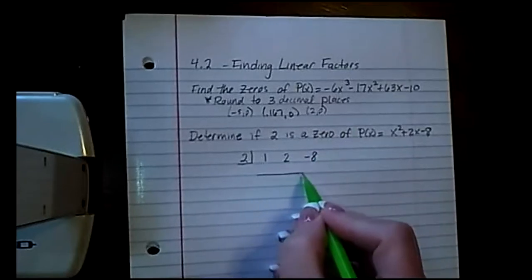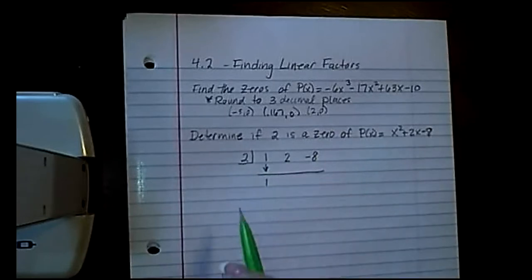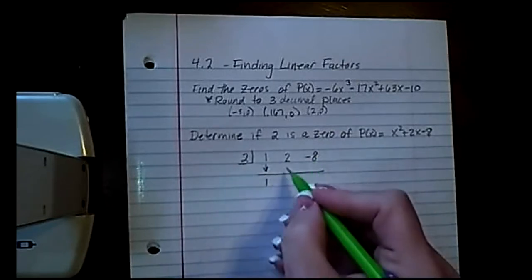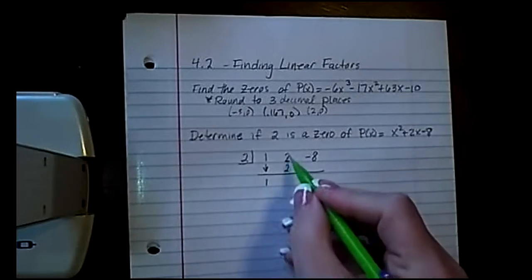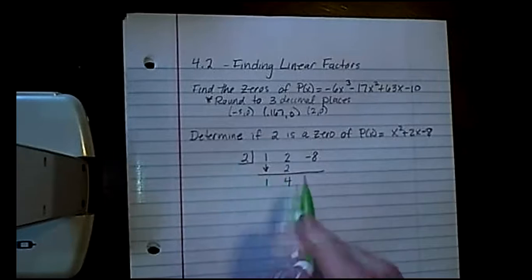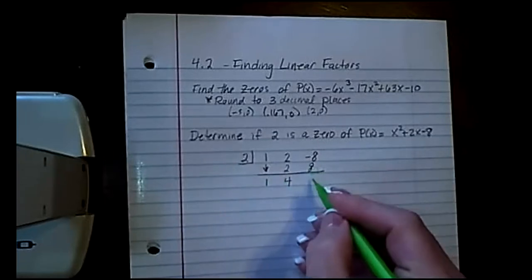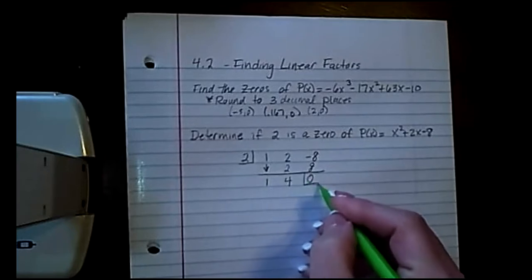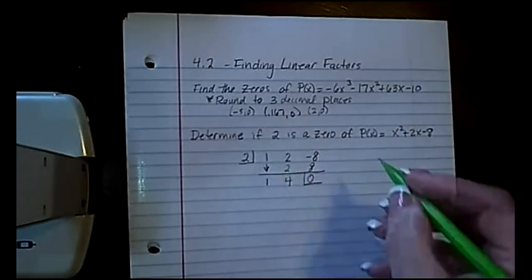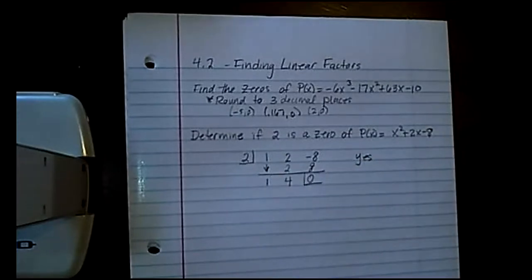All right, so how we begin is we bring this 1 down, and then we multiply 2 times 1, and then we add down, and then we multiply 2 times 4 is 8, and we add down. I can read that as a 0. So determine if 2 is a 0. Yes, it is.